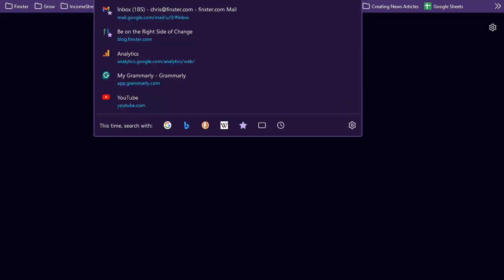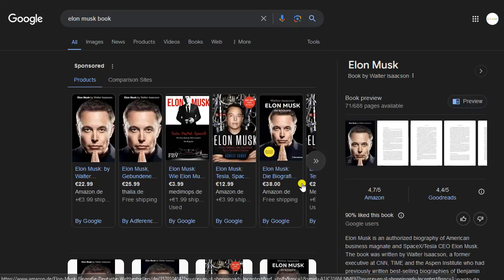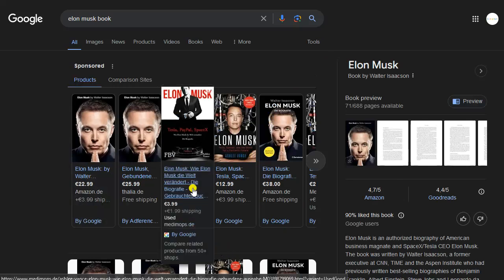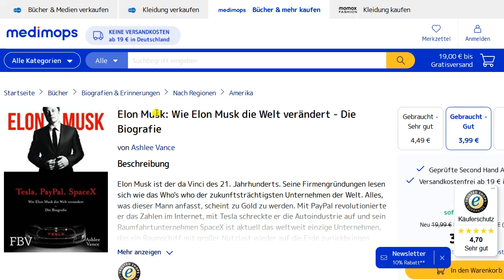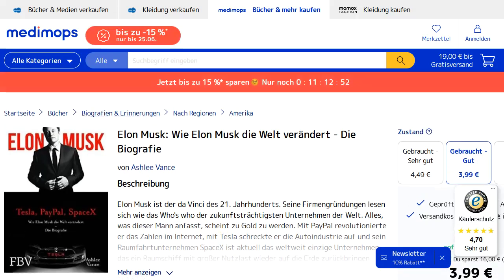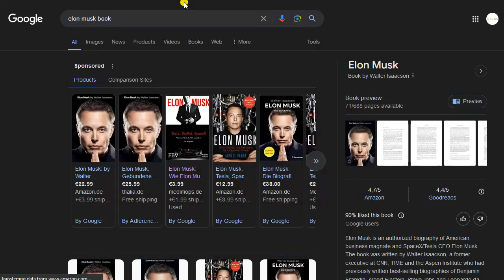So 10 years, would it be possible to identify Tesla 10 years ago? So let's check out the book, Vance, Elon Musk book. I want to check out this book here. This is the book, not the Walter Isaacson, this one here. So this book, I think it appeared. No, I want to have the English version, right? Amazon.com.